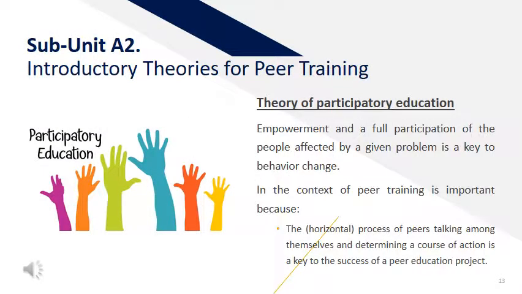The theory of participatory education. This theory claims that empowerment and full participation of the people affected by a given problem is key to behavior change. In the context of peer training, this is important because many advocates of peer education claim that the horizontal process of peers talking among themselves and determining a course of action is key to the success of a peer education project.